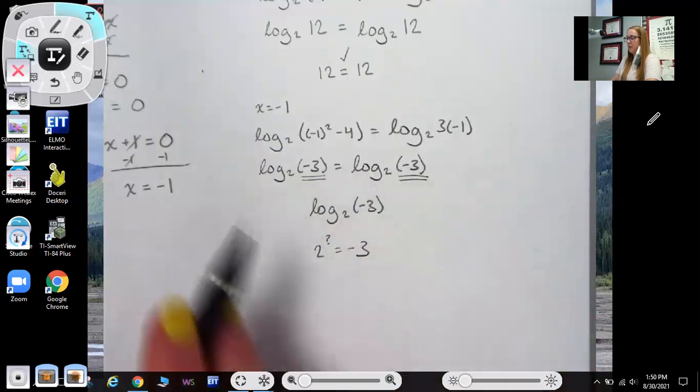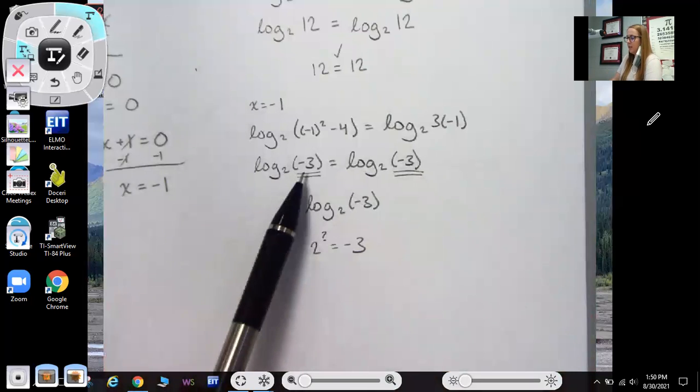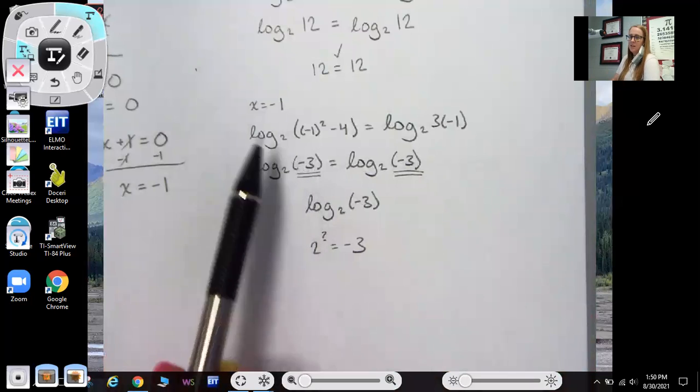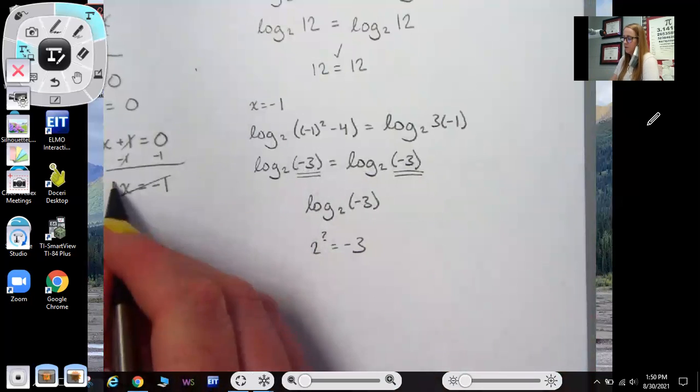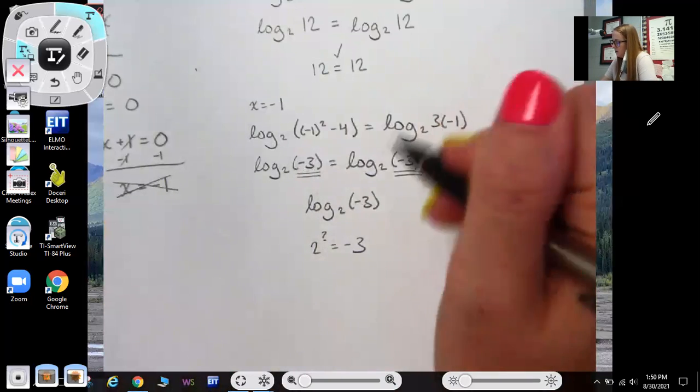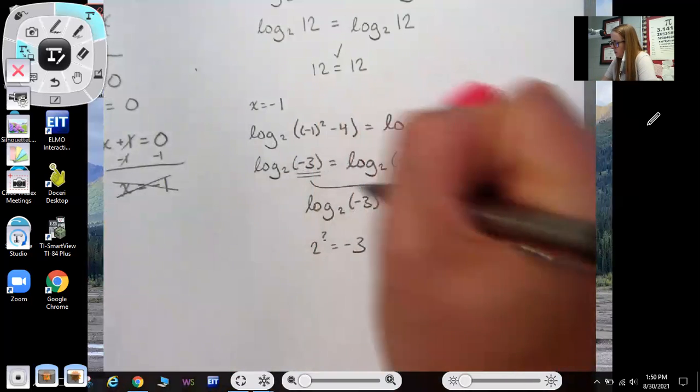So because plugging in x equals -1 gives us a negative number here, that means x equals -1 cannot be a solution. So we're going to say.